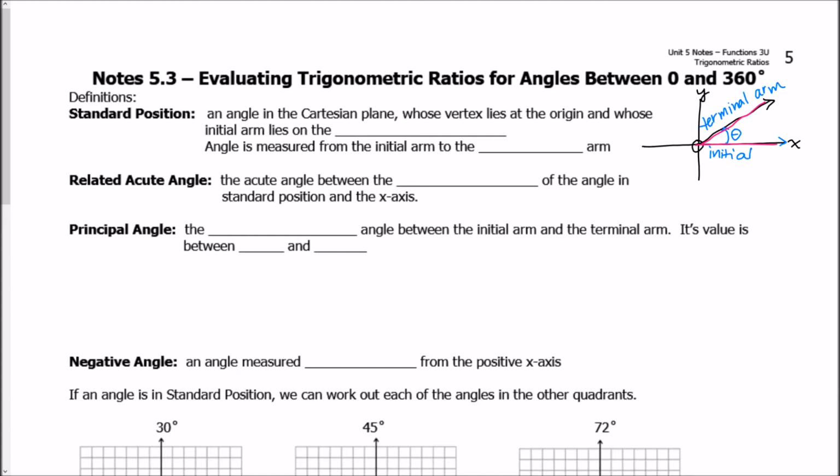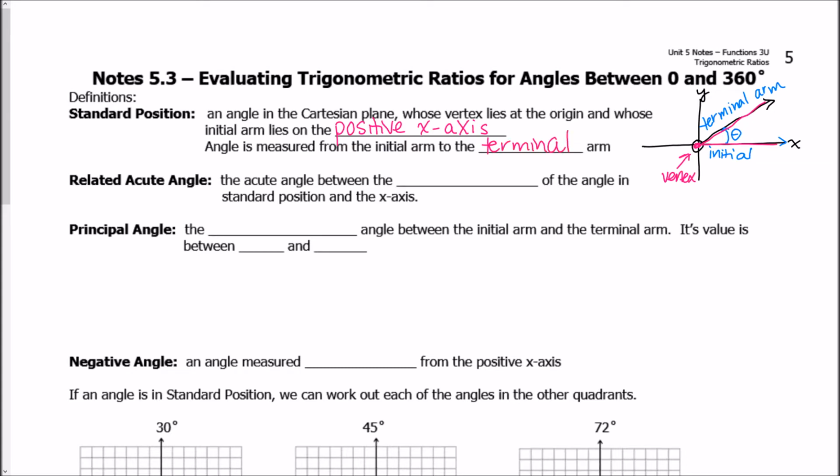Okay, so standard position is an angle in the Cartesian plane whose vertex, this right here is our vertex, lies at the origin and whose initial arm lies on the positive x-axis. So it always lies on the x-axis where the x values are positive. So on the positive x-axis. The angle is measured from the initial arm to the terminal arm, and that is angle theta.